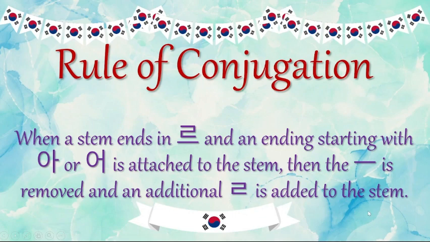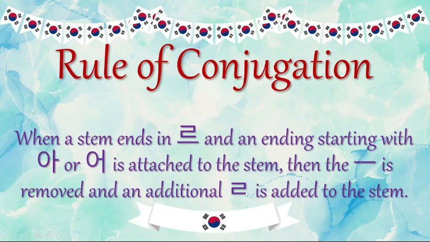This rule is quite complicated, I know, but with the help of examples you will be able to understand this rule of conjugation. Okay, in simple words, whenever a stem ends in li and an ending starting with either a or o is going to get attached to that stem while doing the conjugation, then the present in this li, it gets removed and an additional leer is added to the stem.